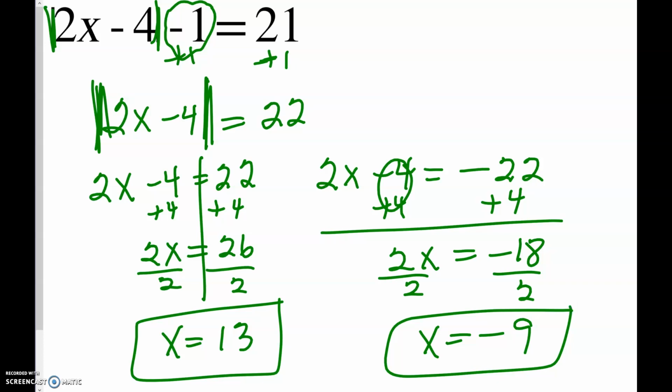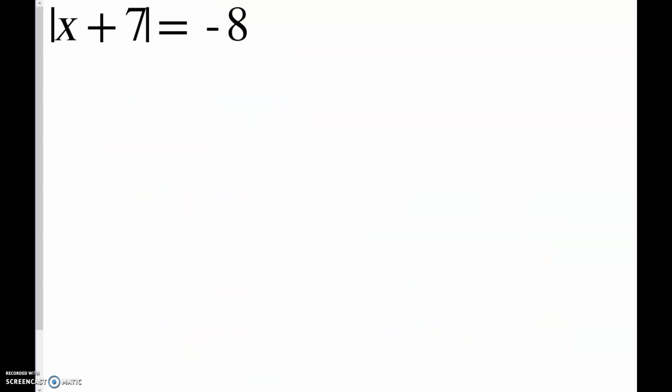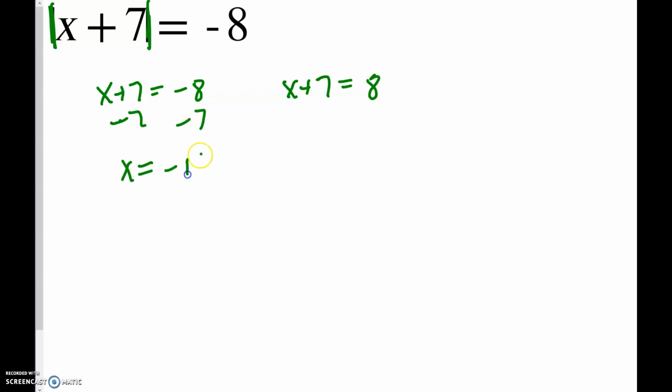All right, I think this is the last problem I have going on here. So it looks like I have absolute value. Oh, we don't have any numbers after or in front. So absolute value equals negative 8. So some of you are going to go right here and say x plus 7 equals negative 8 and x plus 7 equals a positive 8. And you're going to subtract 7 and you're going to tell me the answer is negative 15. And you're going to subtract 7 and tell me the answer is 1.